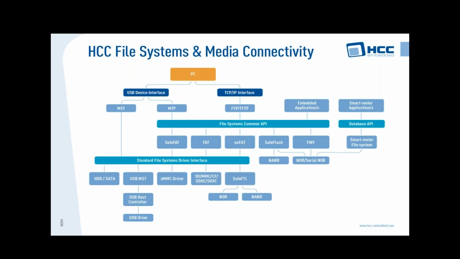Central to the embedded system is a common file system API, which we interface to the different file systems. Below that, there's different media types, and there's a standard file system driver interface below which we can support standard media like SD card, eMMC, USB mass storage, etc. And then on the high level side, you can externally interface to the embedded system and read the file system either through USB and mass storage or through MTP or through FTP or other proprietary means. So this is quite a complex scenario.